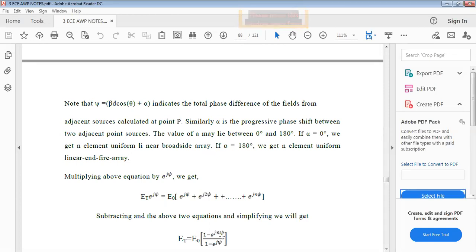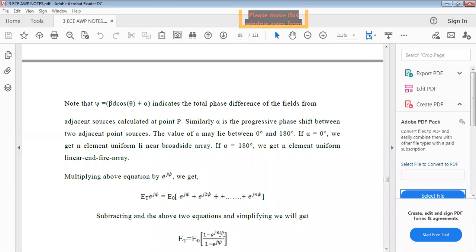Next step is how to express e power j theta. That e power j theta is expressed as cos theta plus j sin theta. Simply replace theta with psi: cos psi plus j sin psi. Similarly, for 1 minus e power j n psi, we get 1 minus cos n psi minus j sin n psi.